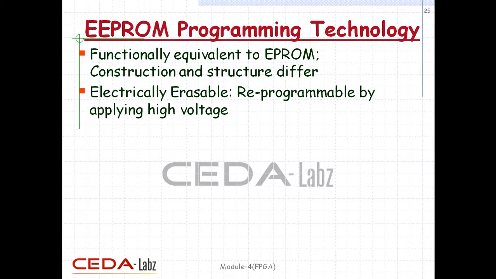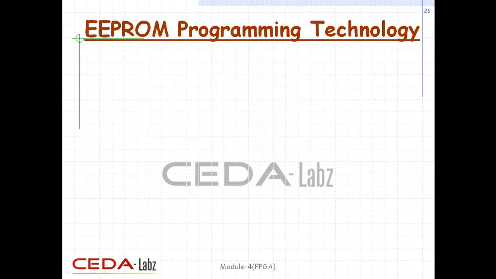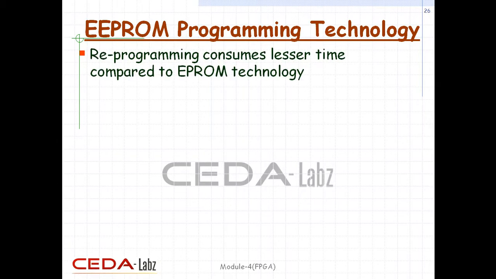EEPROM's working is the same as EPROM technology. It also has two gates, floating and select. Its structure is different from the EPROM cell. In standby mode, its threshold voltage is negative. The main advantage of EEPROM technology is that it consumes less time as compared to EPROM technology. So it saves a lot of programming time.